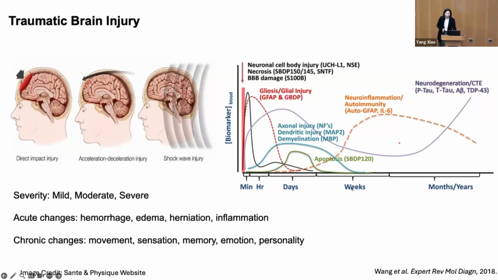So in the very acute phase, which is the first injury, that's usually the most golden therapeutic window. Gliosis happens and also acute inflammation happens. And then following days to weeks, people will usually experience chronic inflammation, axonal injury, and also neuron death or neurodegeneration, after which they have mood changes, or personality changes, or other functional changes.